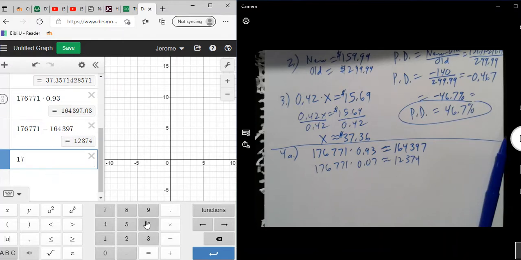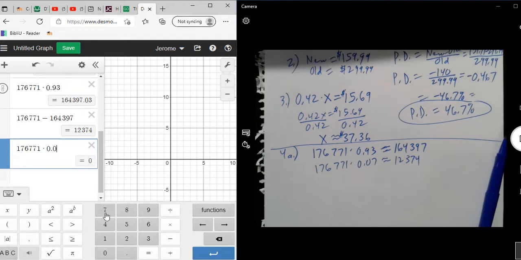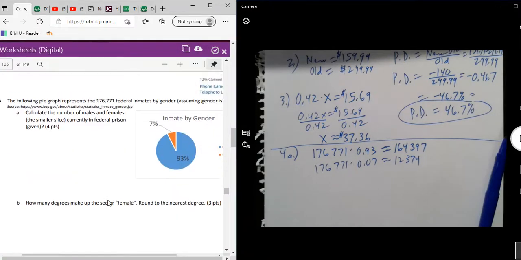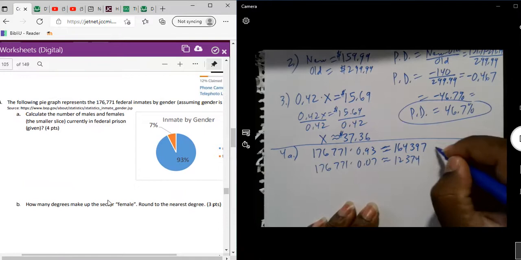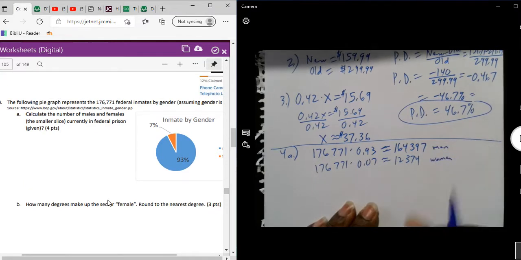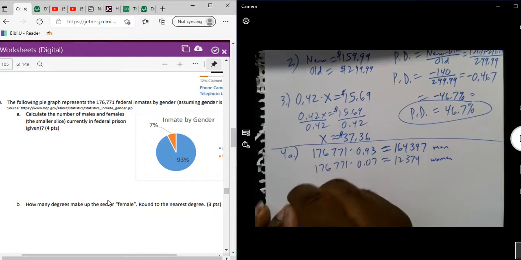So we take 176,771 times 0.07. And if we round this off, it actually gives us that amount. All right. So now that took care of A. Well, let me put this here. We'll say men and we'll say women. Okay, that took care of A.